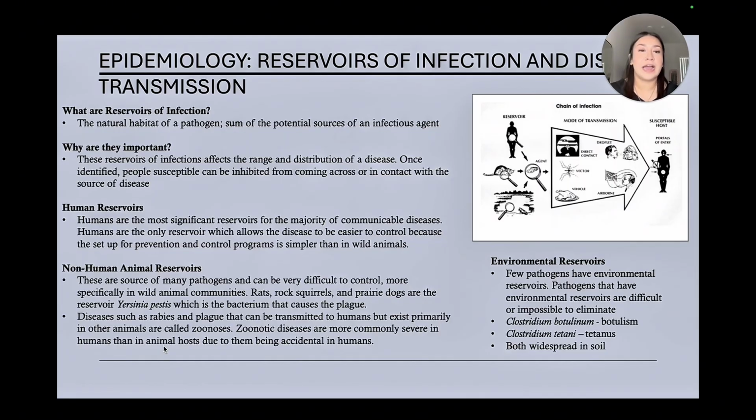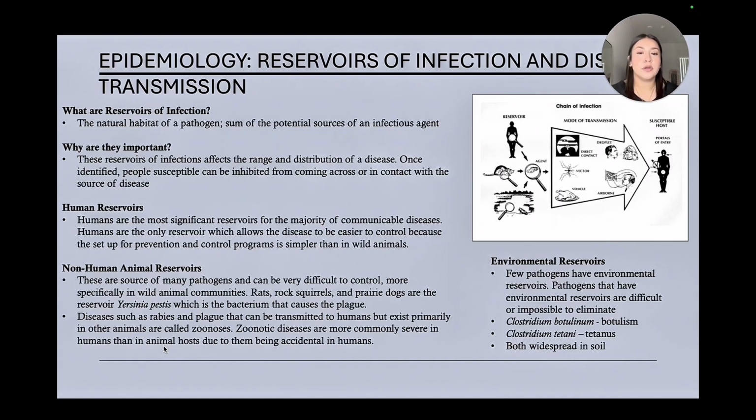which is non-human animal reservoirs. These are the source of many pathogens and can be very difficult to control, specifically in wild animal communities, as I mentioned. So rats, rock squirrels, and prairie dogs are the reservoirs for Yersinia pestis, which is the bacterium that causes the plague. Diseases such as rabies and the plague that can be transmitted to humans but exist primarily in other animals are called zoonoses. Zoonotic diseases are more commonly severe in humans than they would be in animal hosts due to humans being accidental hosts.